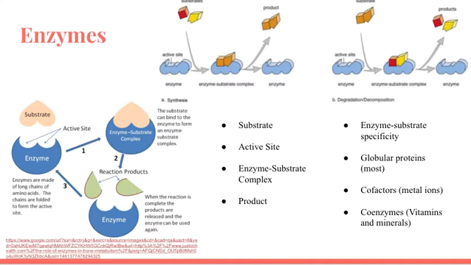Due to the specific conformation and amino acid sequence of the active site, only substances with the complementary shape and chemical properties can fit and bind to the active site. And this special property of the enzyme is called enzyme substrate specificity. And because of this, one enzyme can only catalyze one reaction.